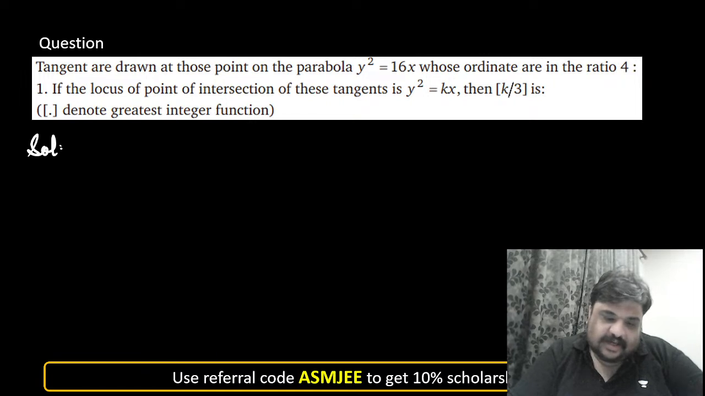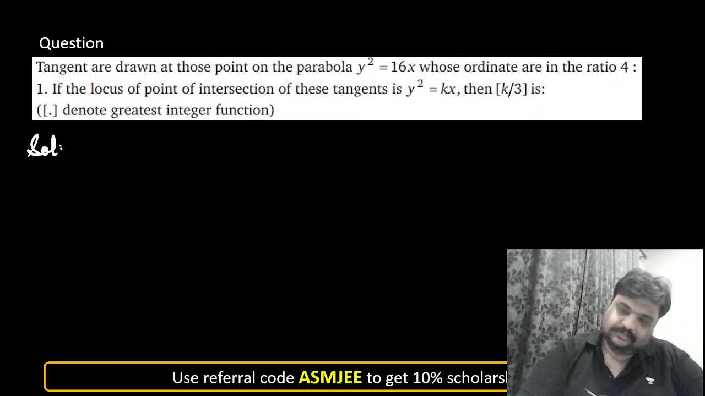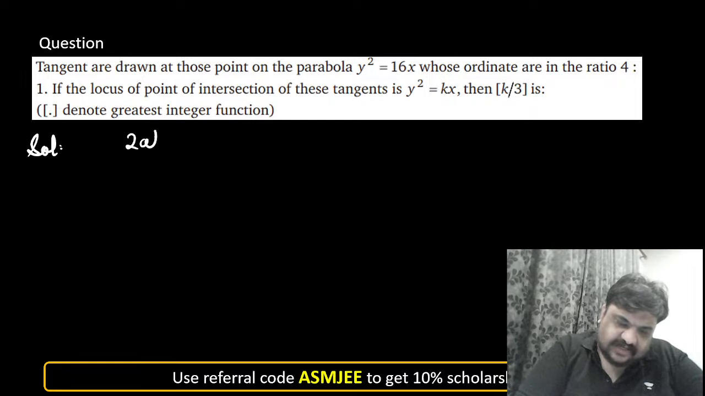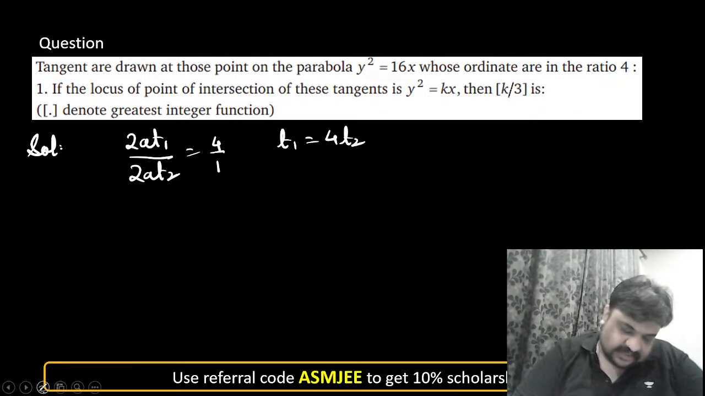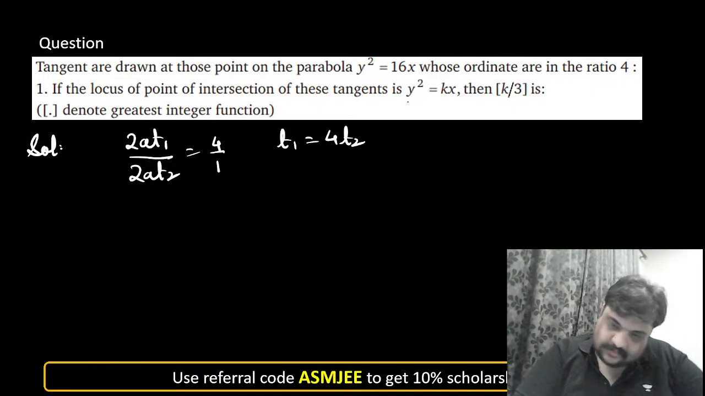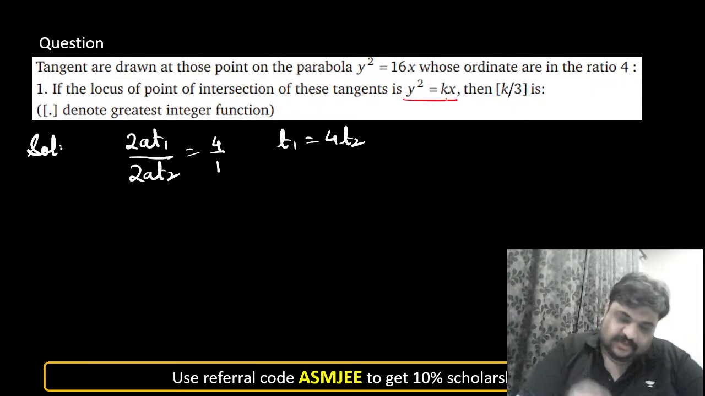Tangents are drawn at those points on the parabola whose coordinates are in the ratio 4:1. So 2a t1 upon 2a t2 is 4 by 1. So t1 is 4t2. The locus of the point of intersection is given. Then you need to find k by 3.